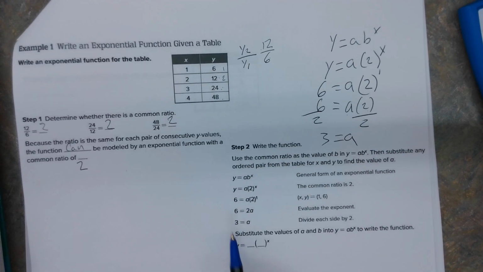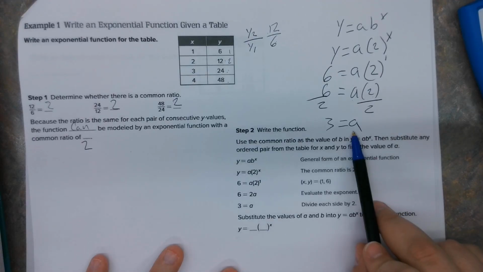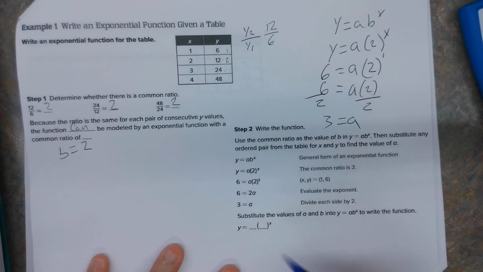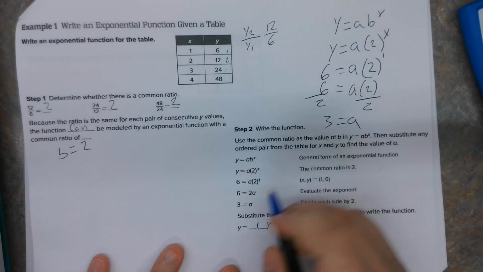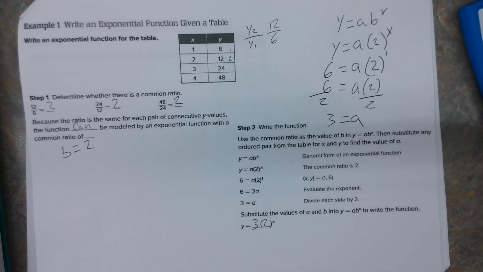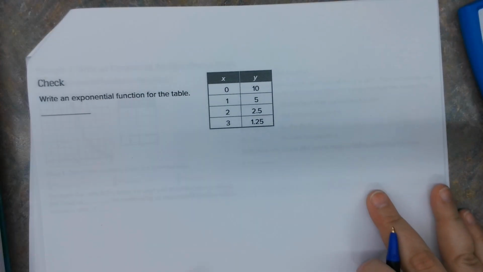That's what they did down here. I'm just going to plug the values in for everything, with the a and the b that I found earlier. So I have y equals, a is 3, b is 2 to the x power, and there's my exponential function. Okay? You're going to go do the check. Go ahead and press pause, and you're going to try this out on your own.